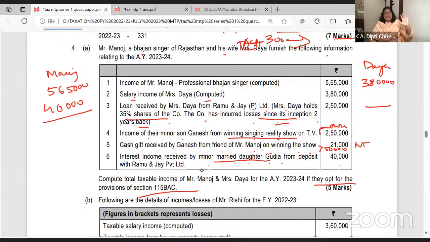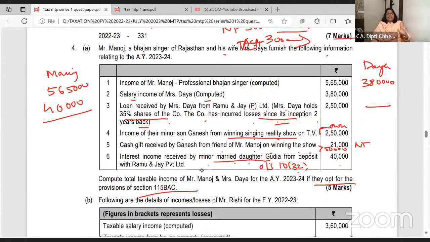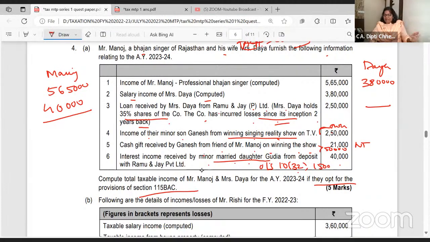Then immediately students kya karte hain? For every minor under section 10(32), deduction is given. Exemption is given. 1500 per child, no upper limit.